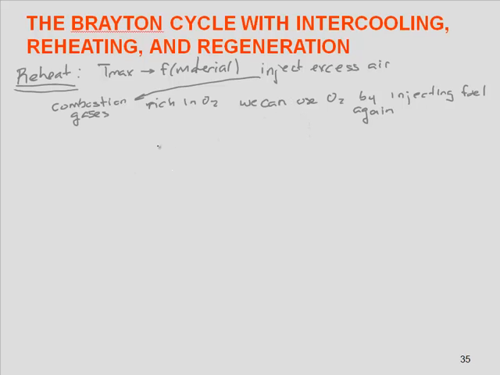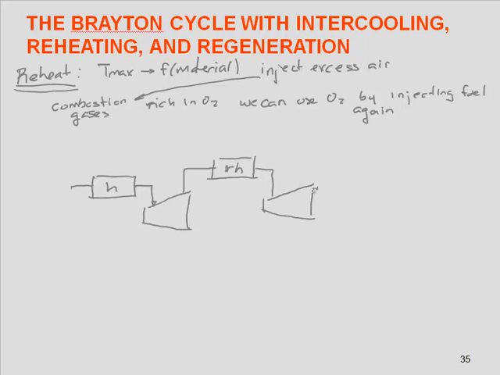So in this case, let's say that we have our combustor, we have our turbine, and we're going to extract the gas at an intermediate pressure, going into a second combustor. This is the heater and this is the reheater, and then we pass it to a second turbine.